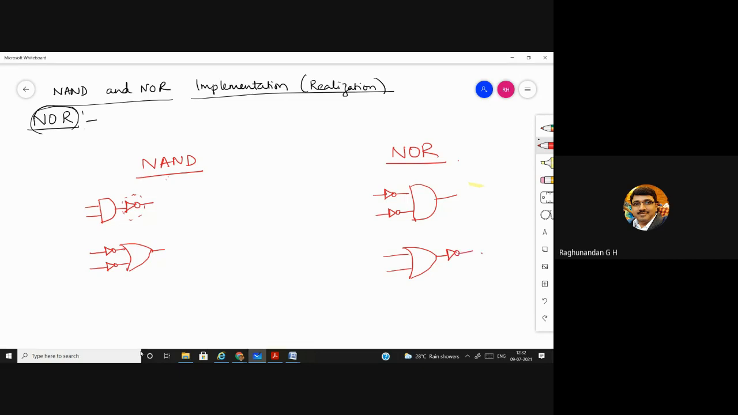Okay, in NAND realization, the NOT gate should be written like this. So the single input, these are the two inputs which are given to the NAND gate. This, we have NOR. Like this.